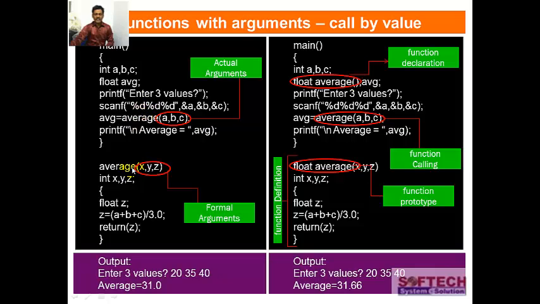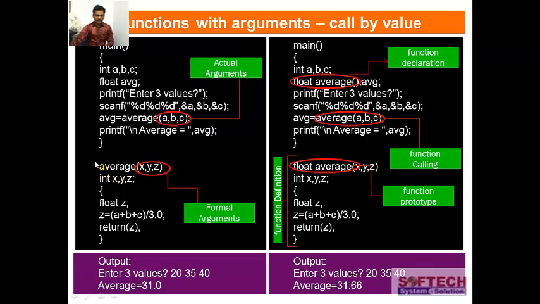So what is an integer function and a float function? An integer function returns an integer value, and a float type function returns a float value. But in this program, we didn't declare the function, so the default type of function is integer. At the time of return, the z value is 31.66, but since by default it is an integer function, only 31 comes back, not 31.66.